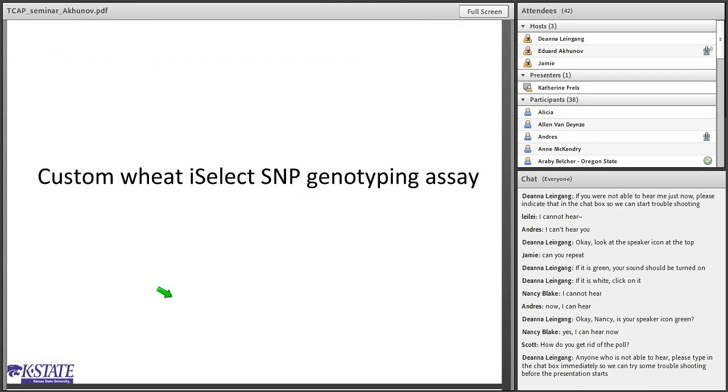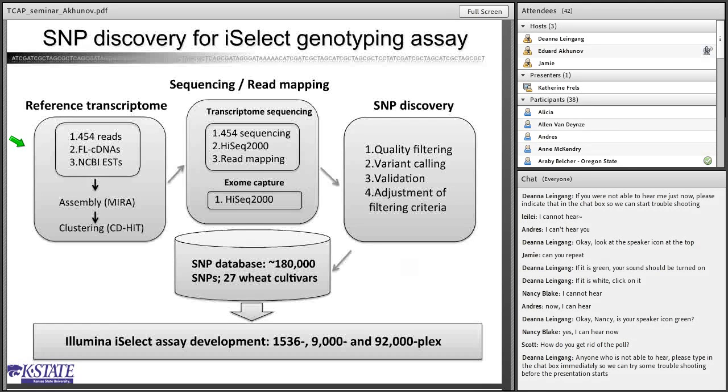So keeping that in mind, I would like to talk about the design of custom wheat iSelect SNP genotyping assay. And this is one of the popular platforms that are used in many crop species now. I would like to go through the steps that were involved in design of this assay and what is the current status of development of custom wheat iSelect genotyping assays.